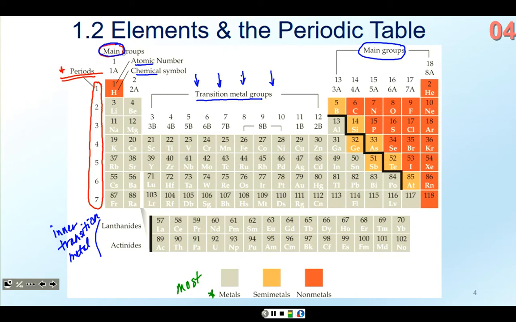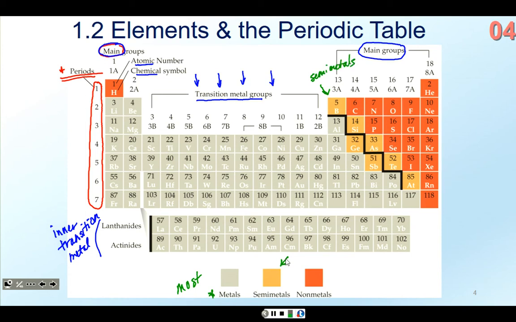The semi-metals are in orangey or tan color. I don't know how that appears on your view, but it's kind of an orangey tan shaded box. There's only a limited number of semi-metals, and they're in a zigzag pattern towards the right. We'll talk about more of them gradually. And so those are the semi-metals in the middle of the right section.